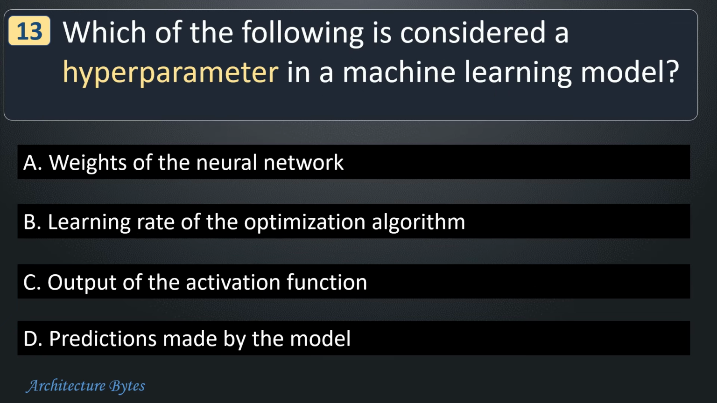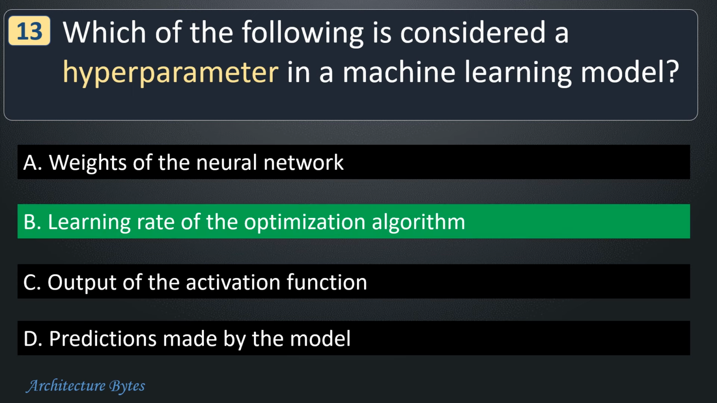Which of the following is considered a hyperparameter in a machine learning model? Option A, weights of the neural network, B, learning rate of the optimization algorithm, C, output of the activation function, or D, predictions made by the model.